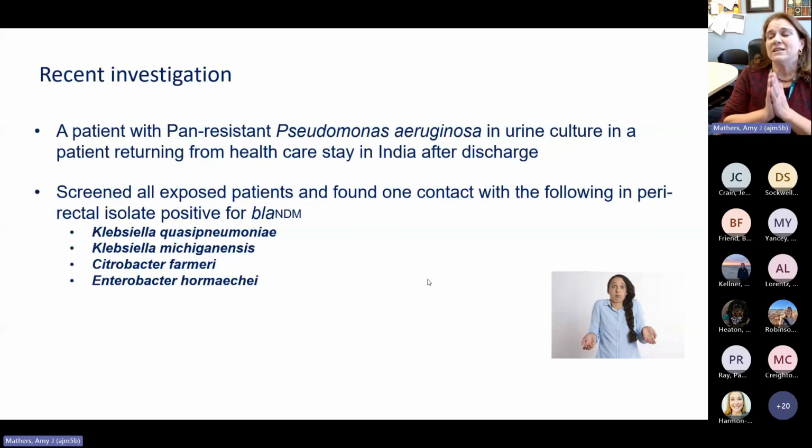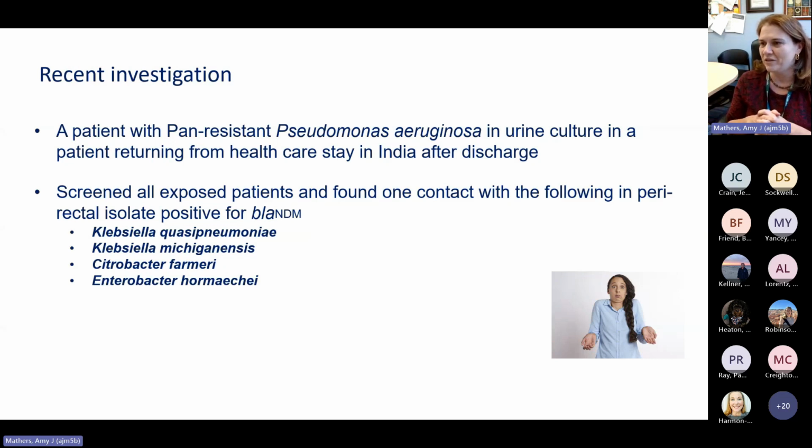So this is a case that came to us about a year ago, but it was a pan-resistant Pseudomonas in a urine culture. The patient had actually been discharged and was at rehab, and the rehab facility was calling us and asking us for treatment advice. And we were like, oh, that's really interesting. This patient was just in our hospital and is now somewhere else.